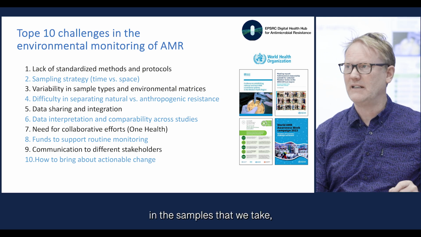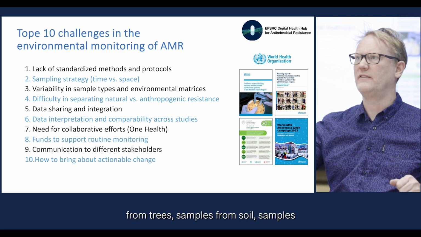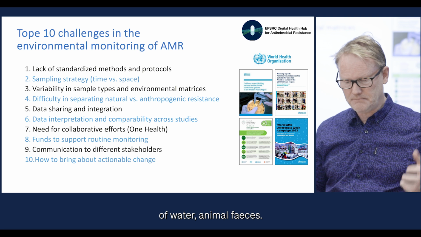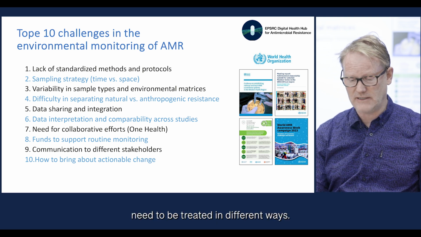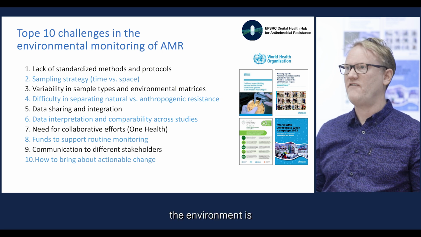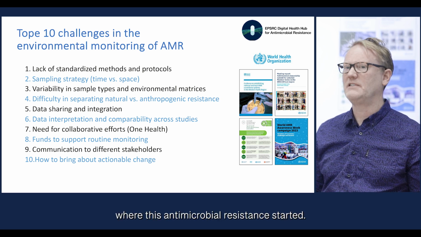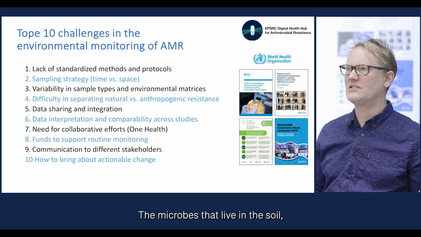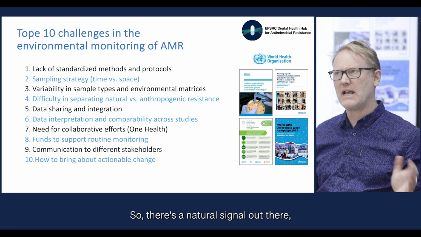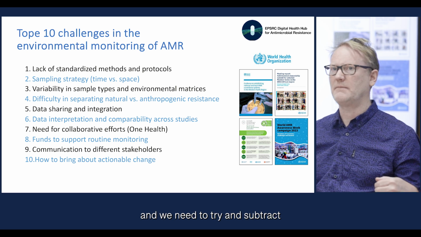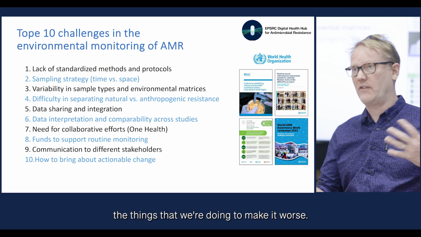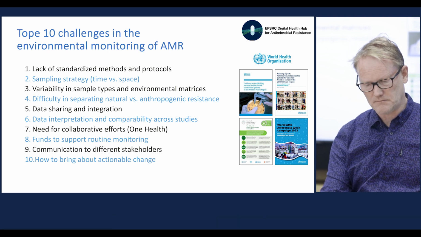There's also variability in the samples that we take, whether they be samples from trees, samples from soil, samples of water, animal feces. They're all different and they all need to be treated in different ways. And I think one of the other things that we often forget is that the environment is where this antimicrobial resistance started. The microbes that live in the soil are all fighting with each other for resources. They're releasing antibiotics all the time. So there's a natural signal out there, and we need to try and subtract the natural signal from what we would call the anthropogenic signal, so the things that we're doing to make it worse.